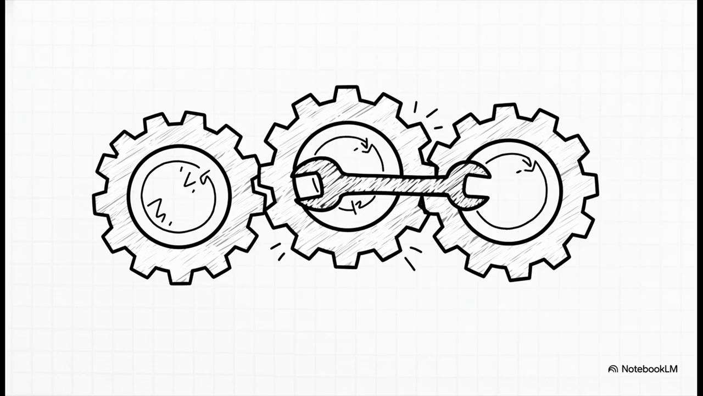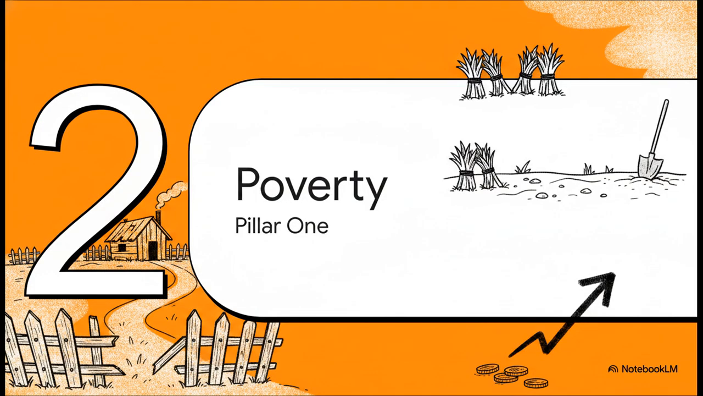You see, they aren't just isolated chapters in a textbook. They're actually the gears driving the entire rural machine. And if one of those gears gets stuck, well, the whole system breaks down. Moving right along to Section 2, Pillar 1, Understanding Poverty. This is really the baseline struggle for so many rural areas.